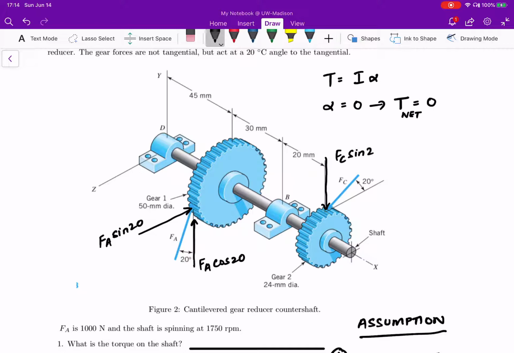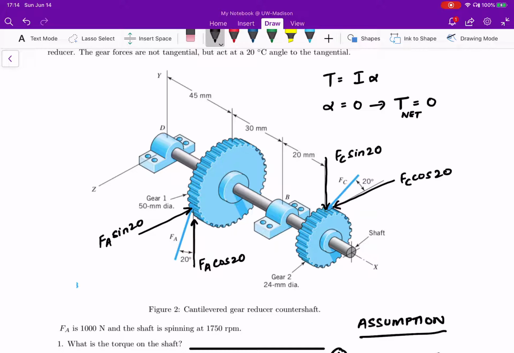Similarly, we have Fc sine 20, and we have Fc cosine 20. If you notice, Fa sine 20 and Fc sine 20 both pass through the center of the shaft, which means that it doesn't really cause any torque, but Fa cosine 20 and Fc cosine 20 are both torque causing forces. So the only force that actually induces a torque is the cosine components of both the forces, and that's very important to know.